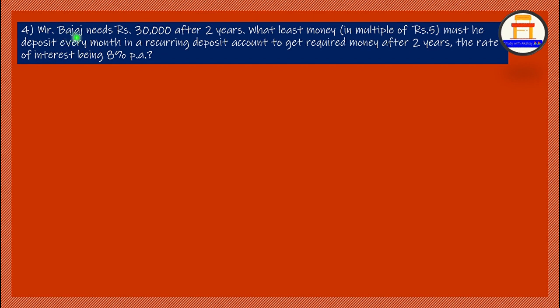Mr. Bajaj needs rupees 30,000 after 2 years. What least money, which is a multiple of rupees 5, must he have deposited every month in a recurring deposit account to get the required money after 2 years, the rate of interest being 8% per annum? This is the most interesting question, children. I repeat, this is the most interesting question ever asked. Your Selina book has the most interesting questions. PA means per annum, not personal assistant, children. It's the short form of per annum.